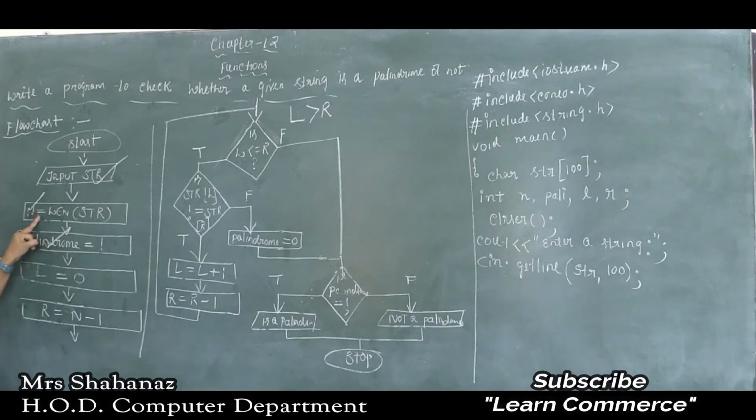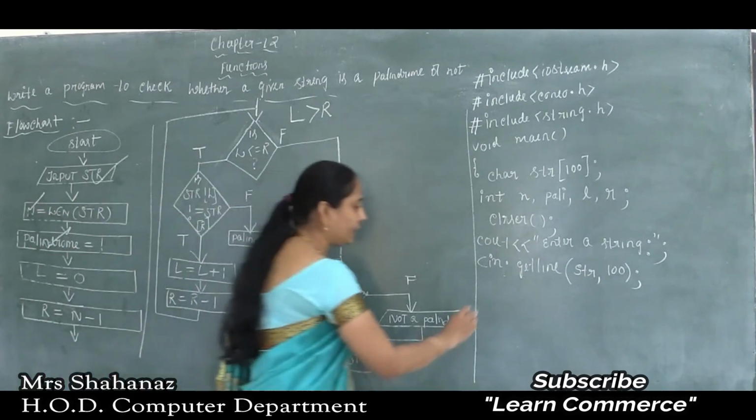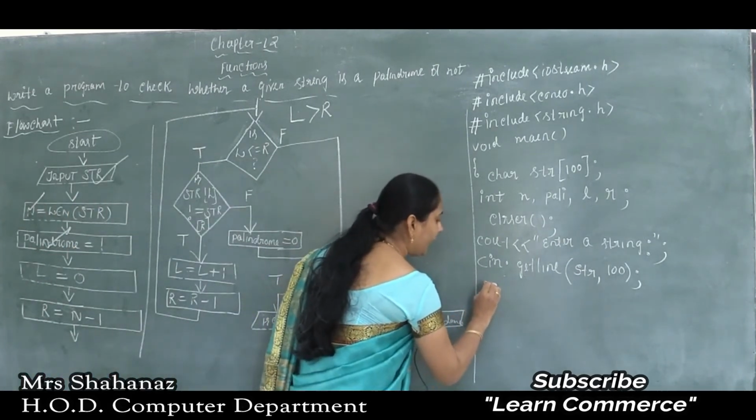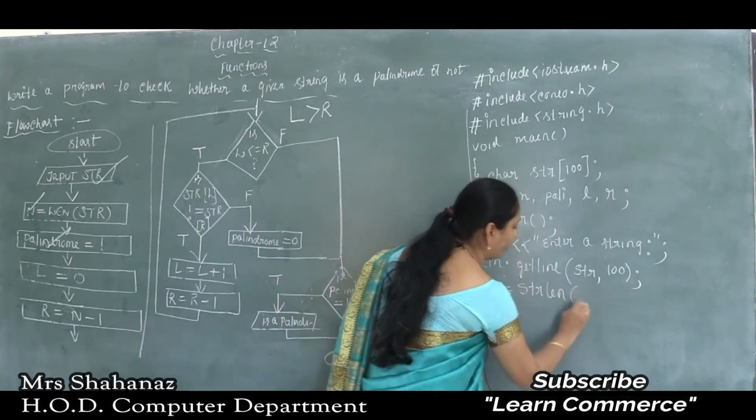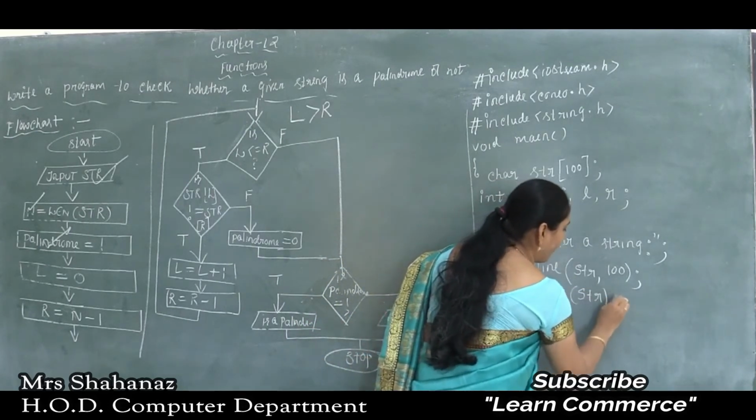Now next I am going to give the initialization to the counter and all the variables. First of all I am using the syntax to find out the length of this string. Then I am using the initializations here. So next, first of all, the n value is equal to strlen of str. Okay, strlen of str here.